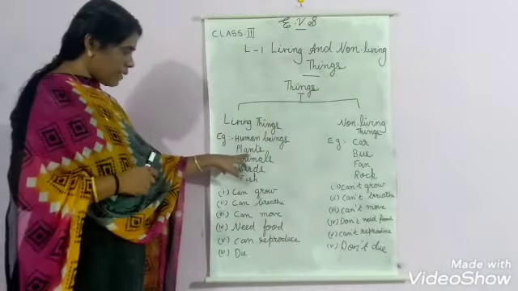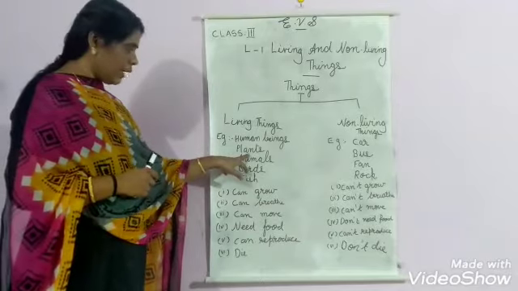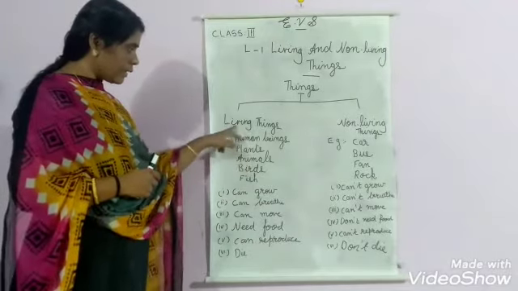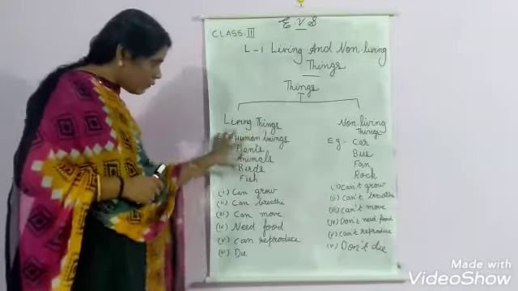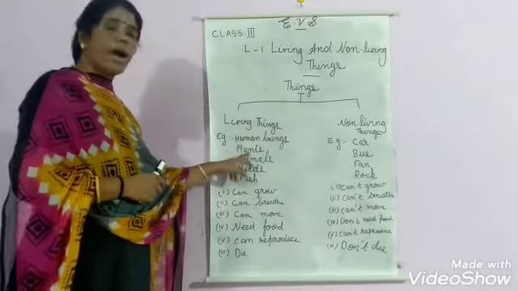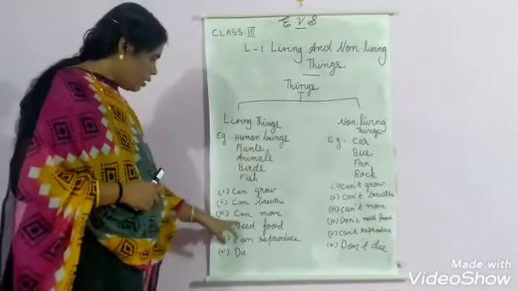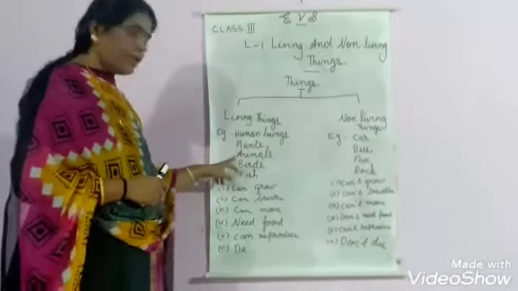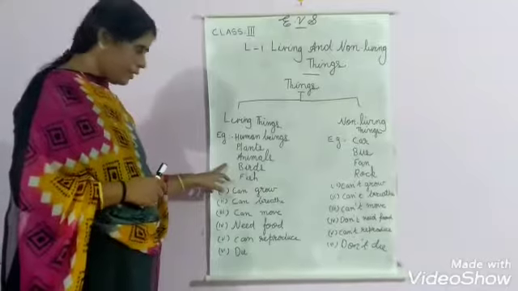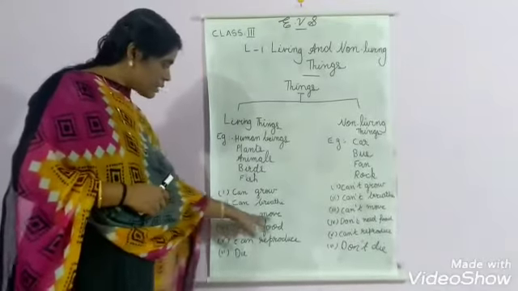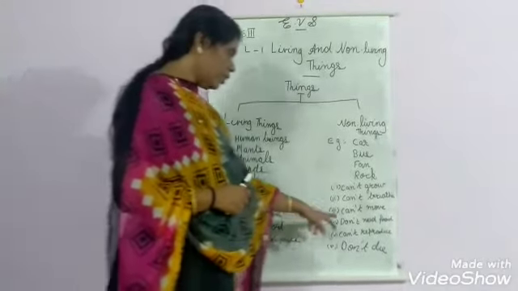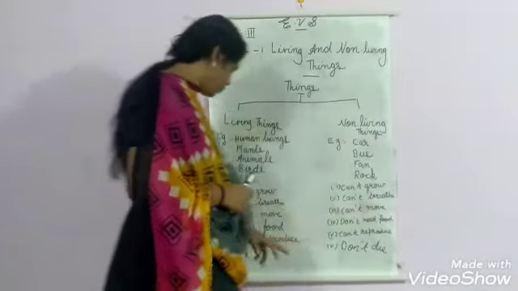Especially I am saying about plants, because they will not move on their own. But they come in the category of living things because other features are there and also their parts will move. So, plants also come under the category of living things. So, living things can move, but non-living things cannot move.